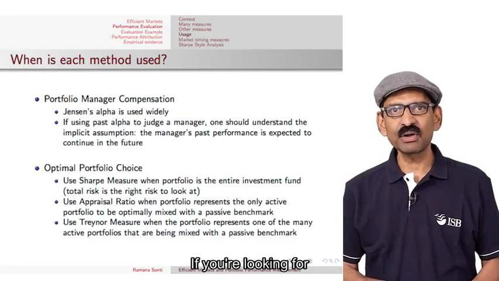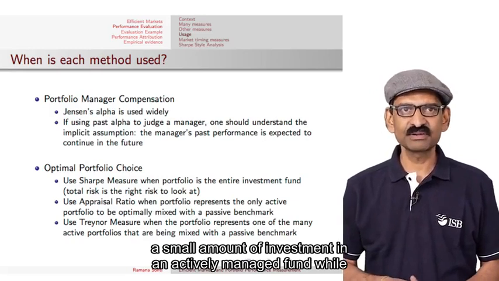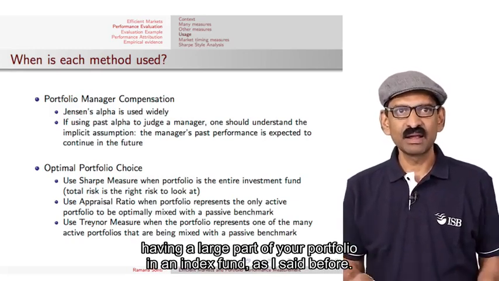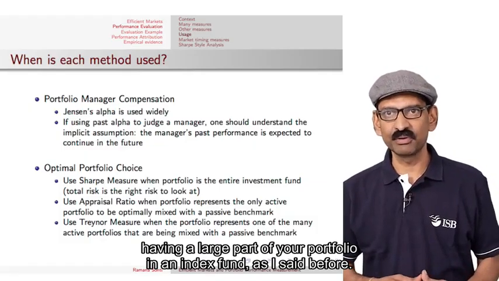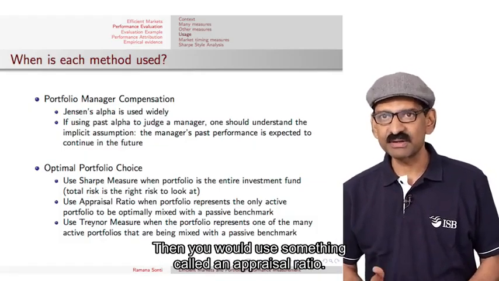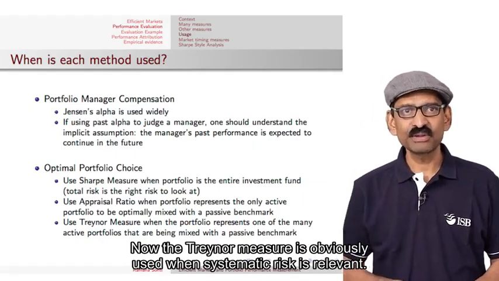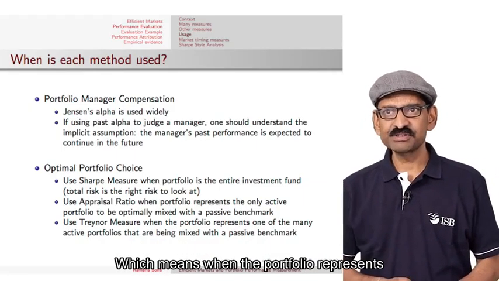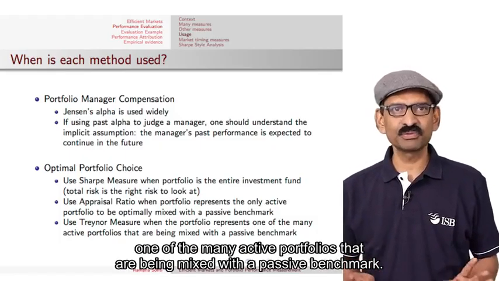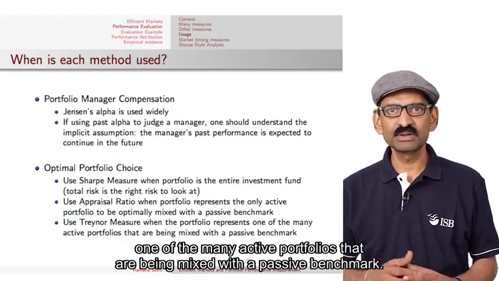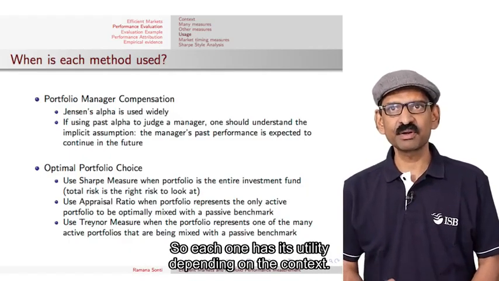If you're looking for a small amount of investment in an actively managed fund while having a large part of your portfolio in an index fund, as I said before, then you would use something called an appraisal ratio. Now the Treynor measure is obviously used when systematic risk is relevant, which means when the portfolio represents one of the many active portfolios that are being mixed with a passive benchmark. So each one has its utility depending on the context.